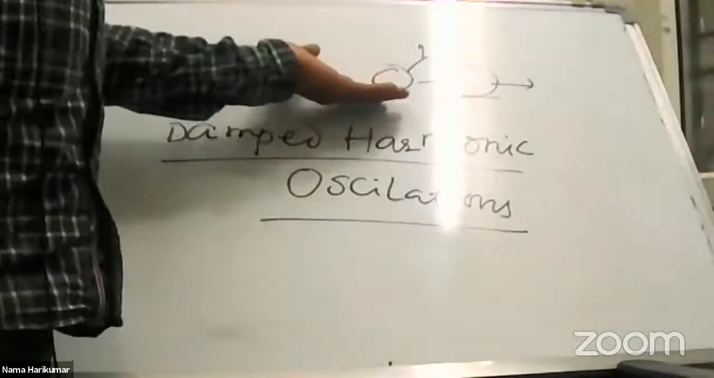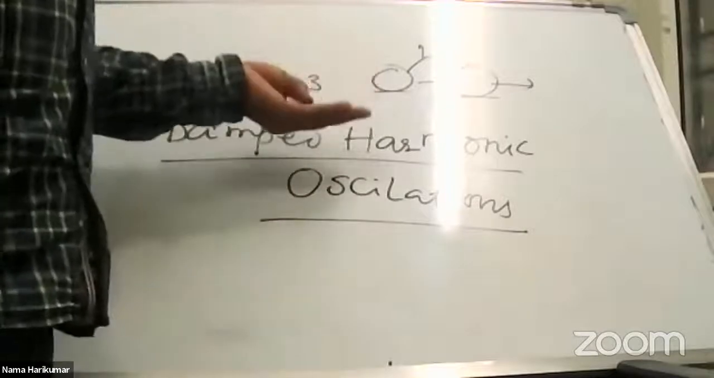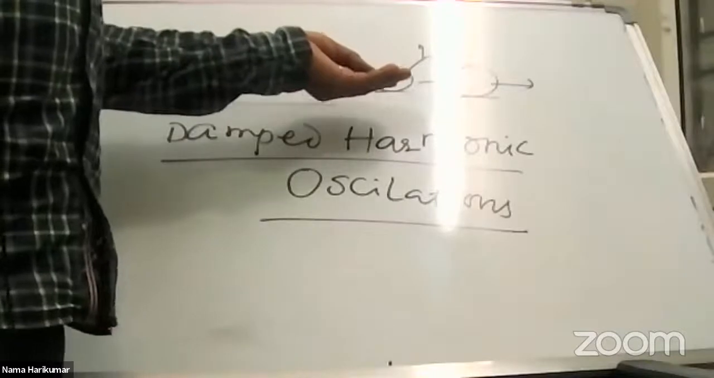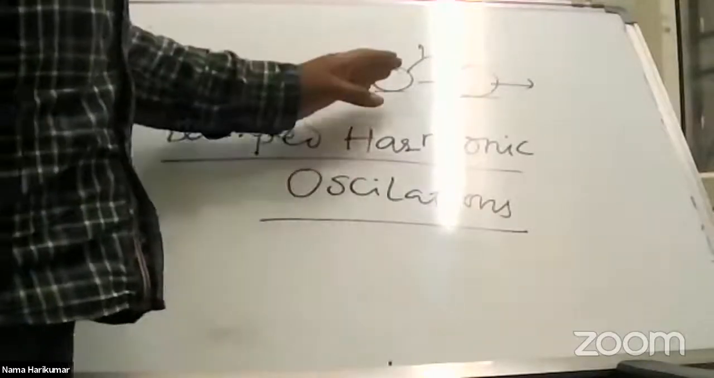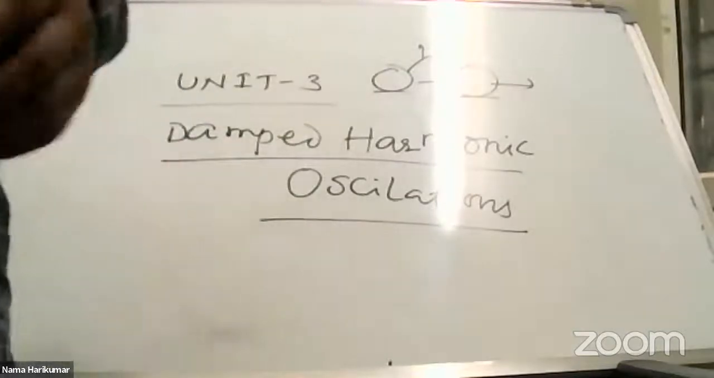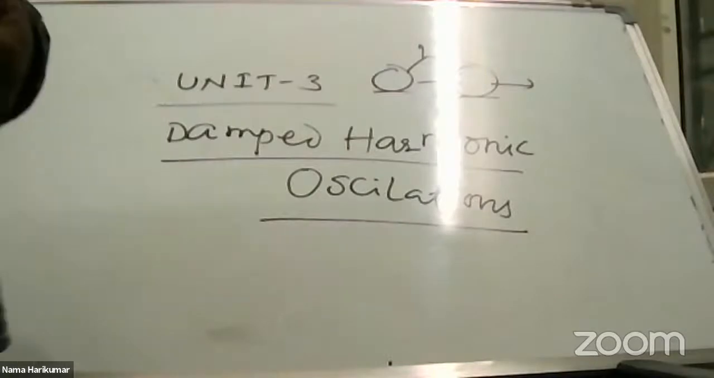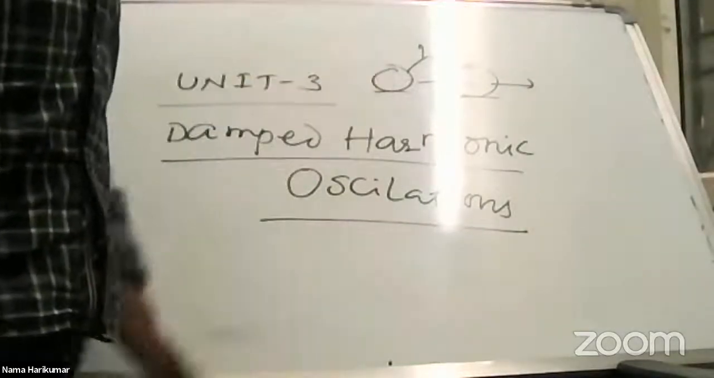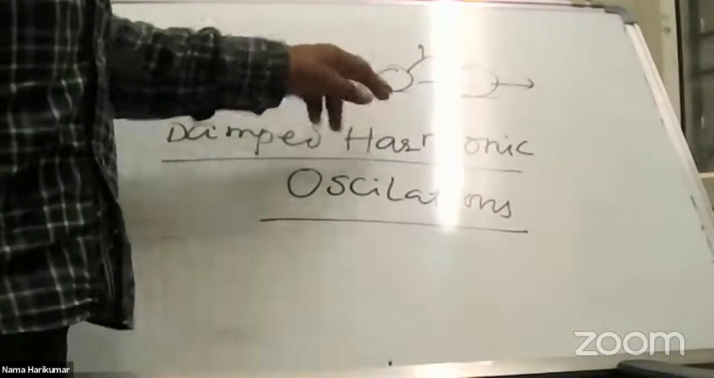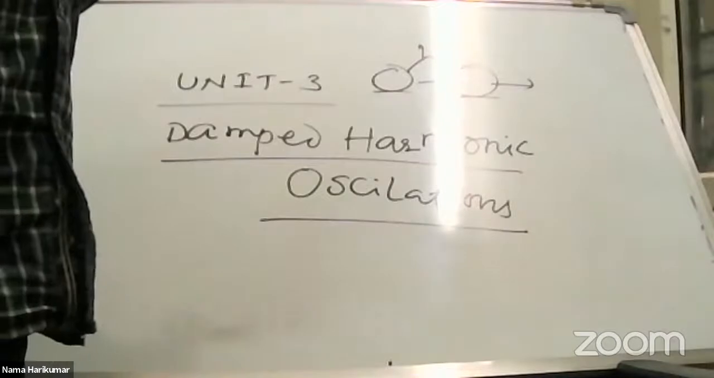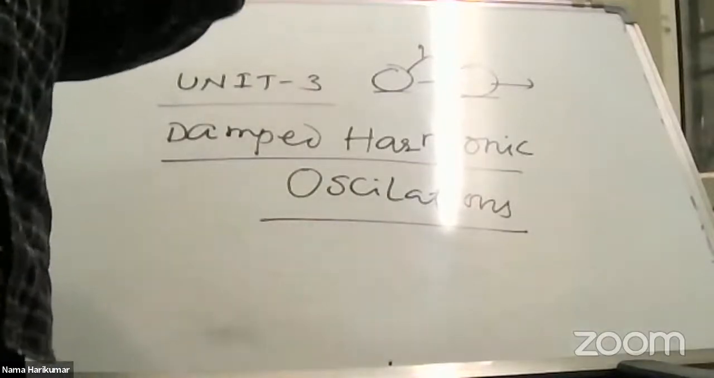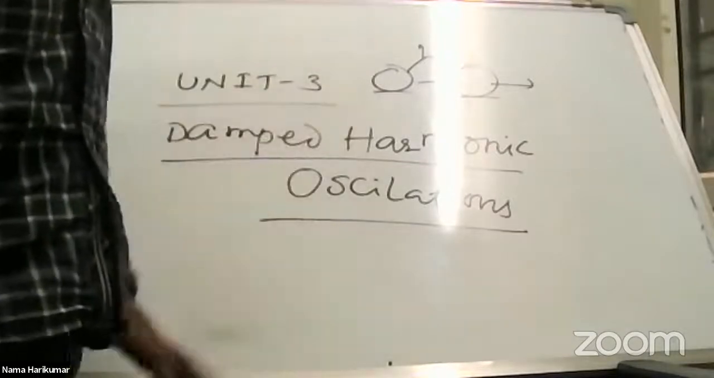Frictional force means the wheels are in contact with the road, and that contact gives the frictional force. The second force is the air force. Two forces are applied on the bike, so whenever we stop, after some time it comes to a constant position because these opposite forces are already applied.